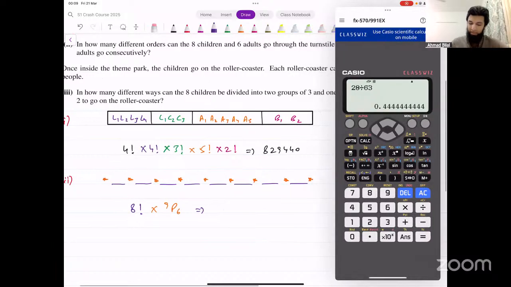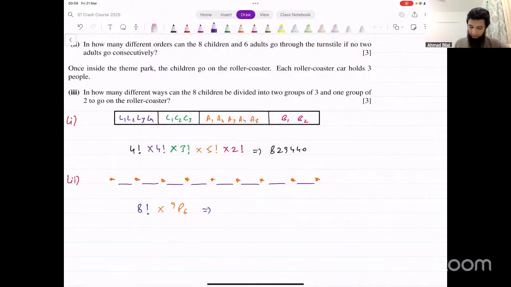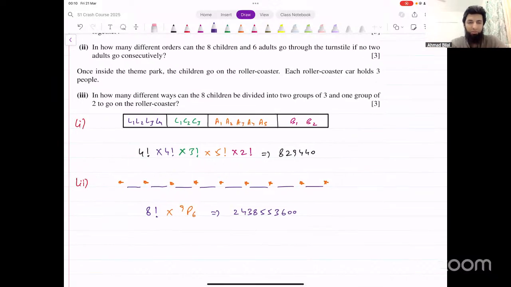You can see what that is. 8 factorial times 9P6. Okay, can somebody tell me what this number is? That's a big number. 2, 4, 3, 8, 5, 5, 3, 6, 0, 0. That's the result that we get from this. Make sense? That was the second part. Again, pretty straightforward if you know your arrangements well. That wasn't that complicated either.